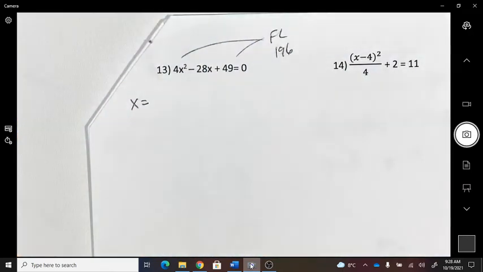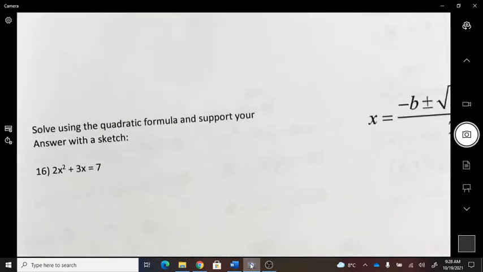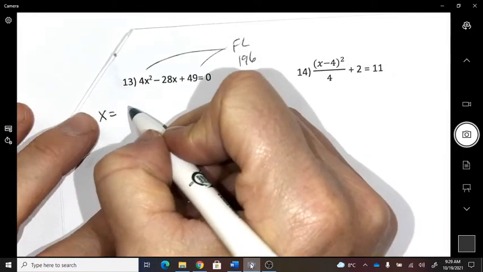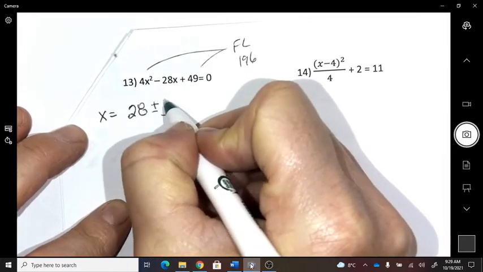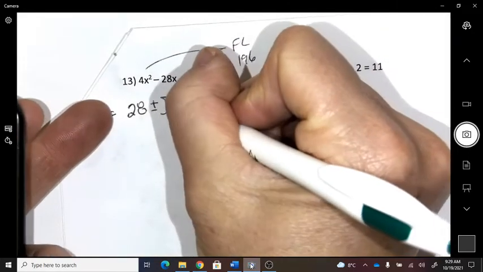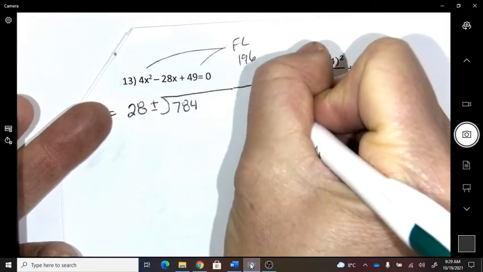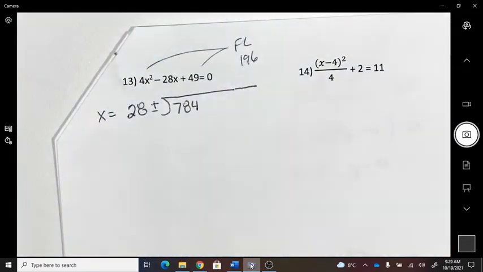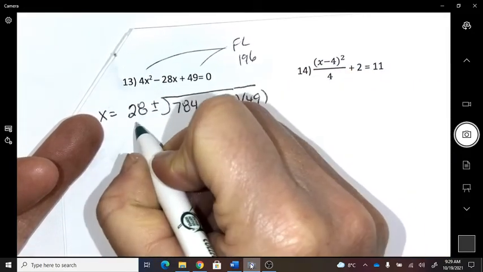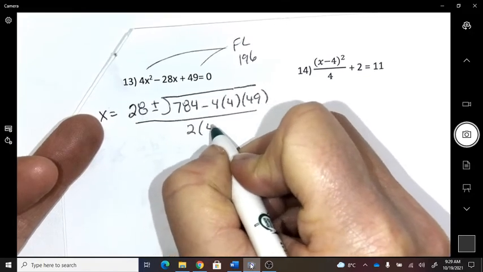So x equals, you kind of have it on your paper, right? You see it? It's right below you. So negative b, so 28 plus or minus the square root of, can you do 28 squared? Remember that that part is always positive, because if you're squaring a negative, just write a positive number there. Minus 4 times the a number times the c number. All over 2 times the a.